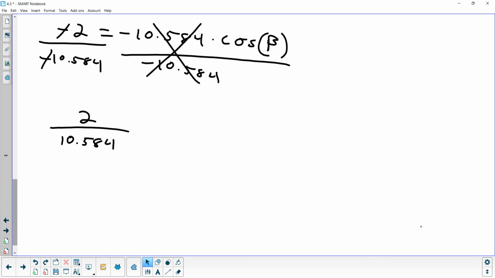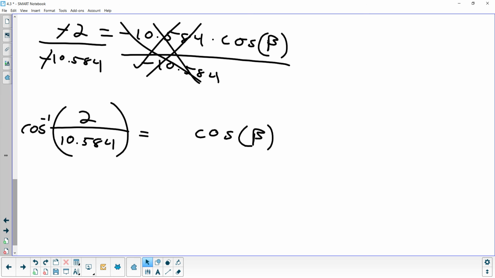Okay, so 2 divided by 10.584, and then this is all gone. So now we just have cosine beta. There's one thing left we have to do to get beta by itself. What are we going to do here to get rid of cosine? Lacey? Would you do the inverse cosine? Yep, we're going to do the inverse cosine on each side. You do it on the left, and we're going to do it on the right. Those cancel out, and there's your answer for beta.